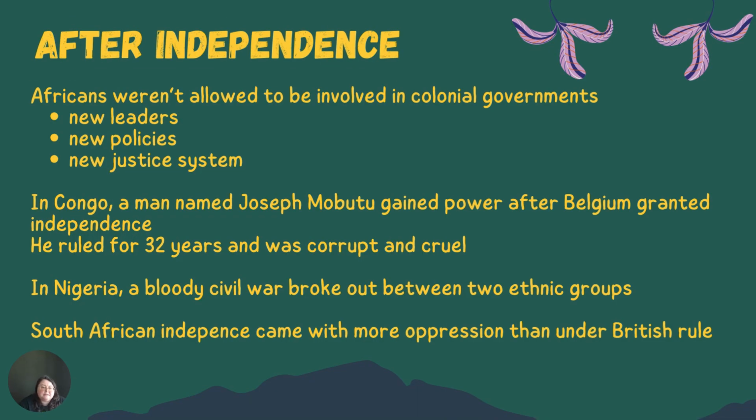After independence, Africans weren't allowed to be involved in colonial governments. They had new leaders, new policies, and new justice systems imposed upon them. In Congo, a man named Joseph Mobutu gained power after Belgium granted independence. He ruled for 32 years and was corrupt and cruel. In Nigeria, a bloody civil war broke out between two ethnic groups. In South Africa, independence came with more oppression than under British rule.